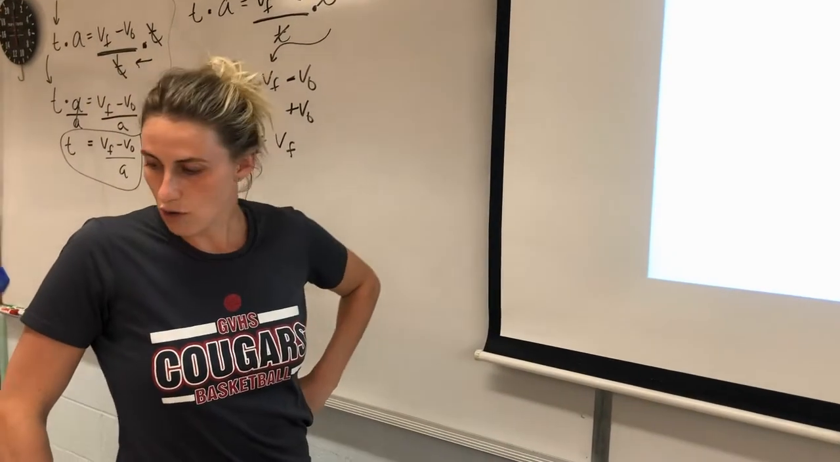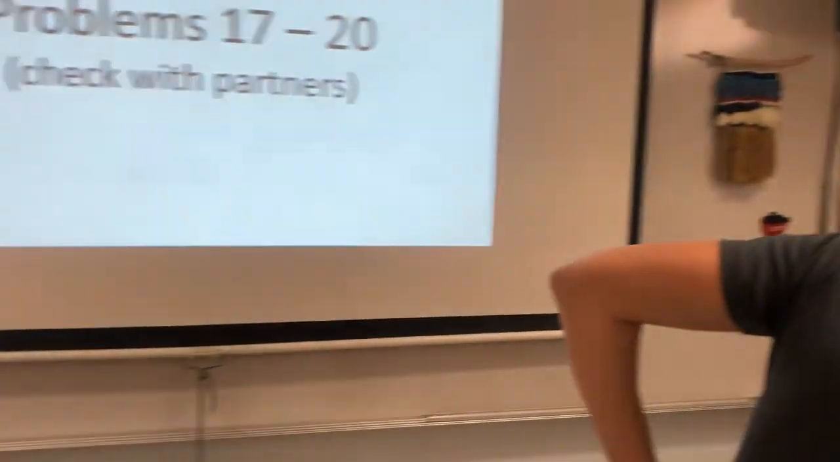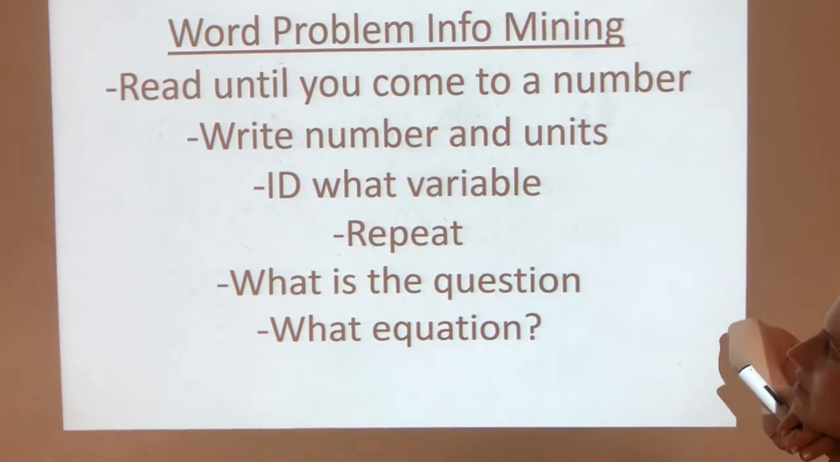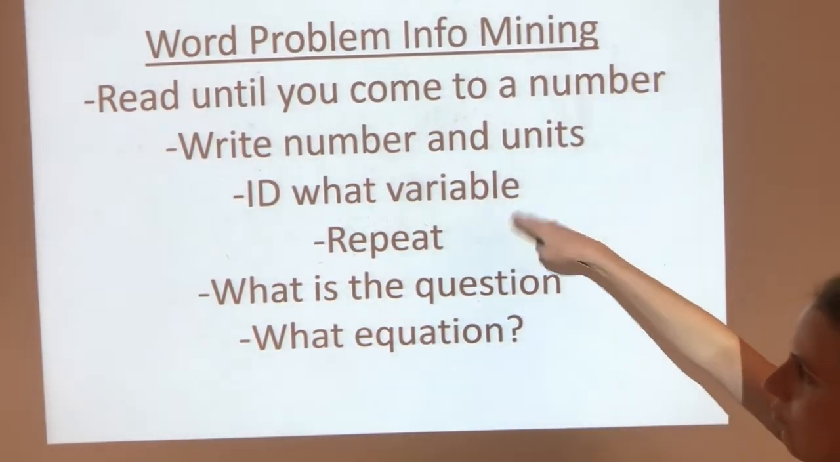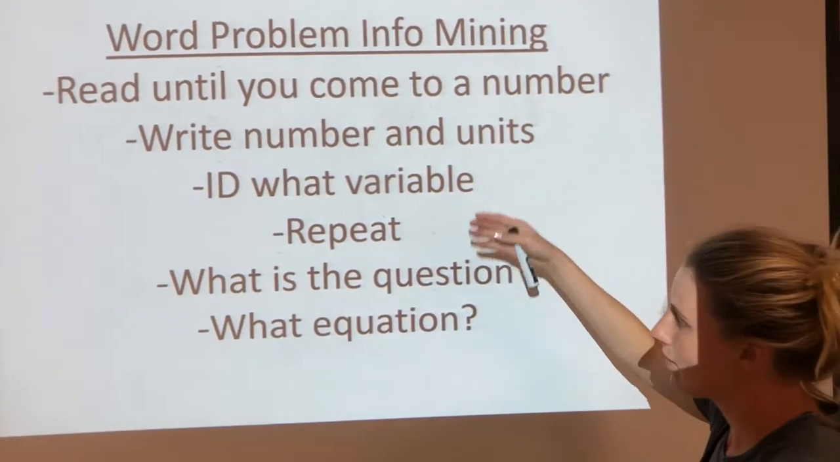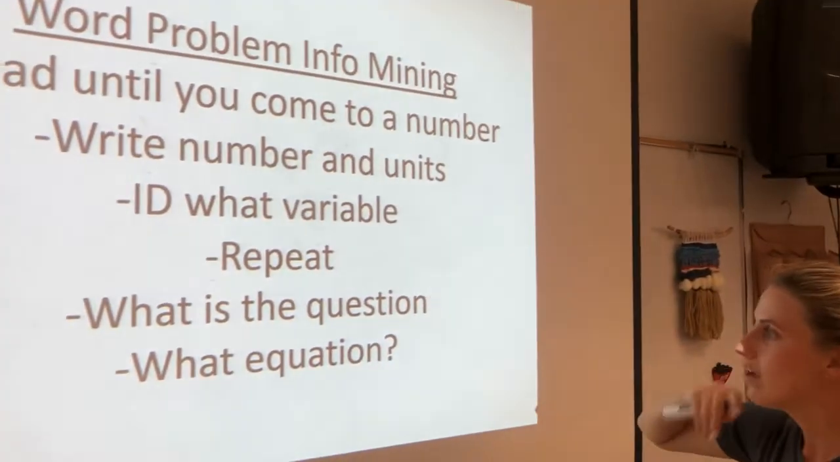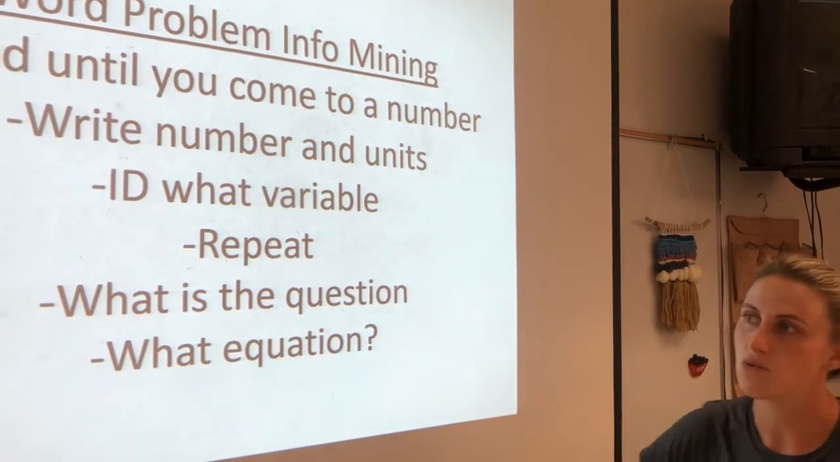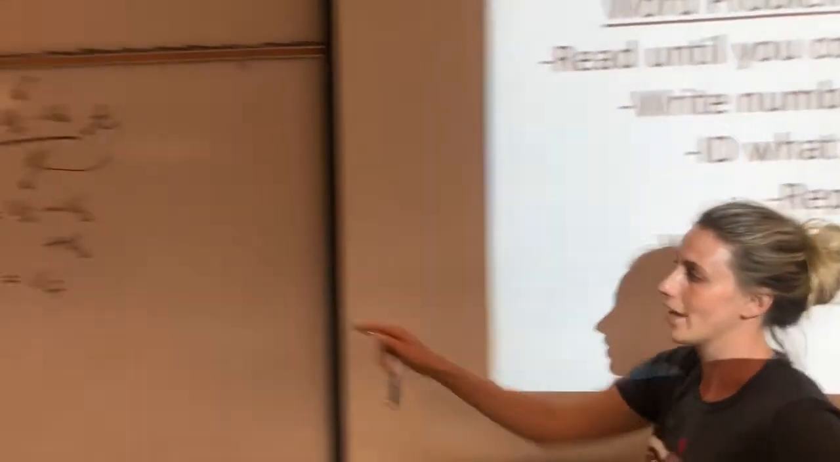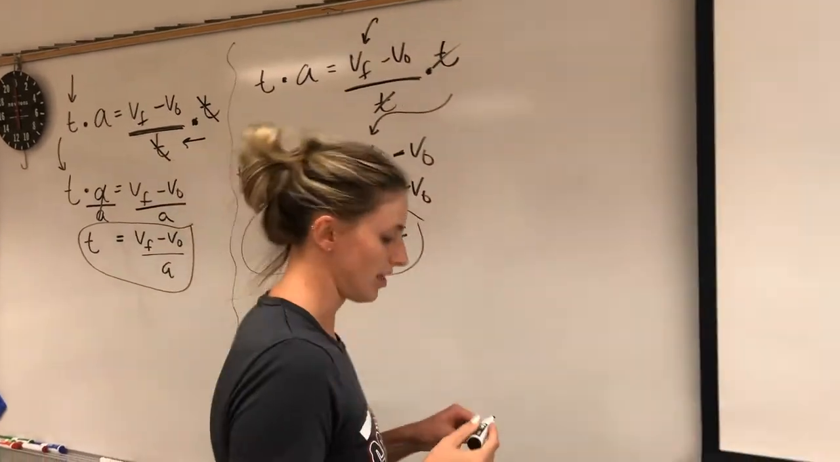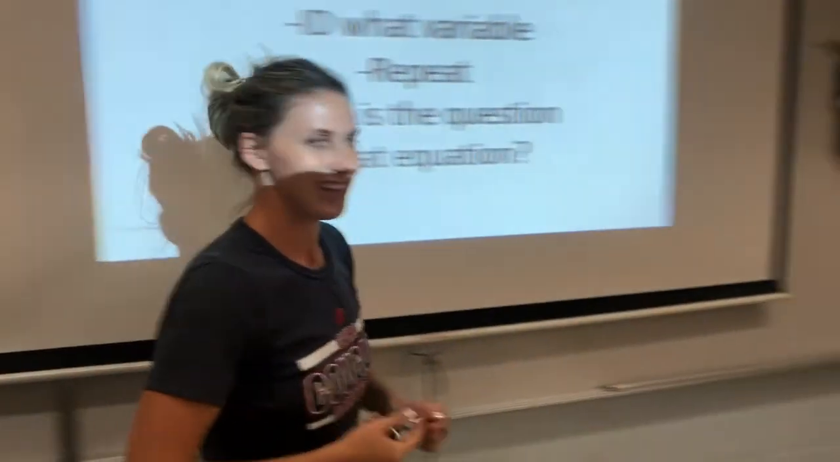And so you don't want to forget, you want to ask yourself these questions, okay? Read until you come to a number, write that number down, plus the units, and then once you've got all those numbers down, identify what variables they are. Repeat that until you've got no more left. What is the question, what equation do we use, and that's where this is going to come into play. What equation do you need to use to solve? What's missing? What do you need to find? Good luck.